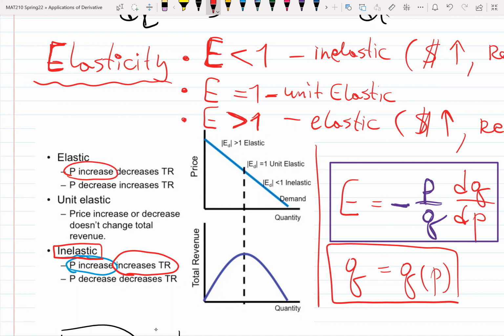So elastic means I can choose. If they increase the price, I can just move to another place and it will decrease the revenue. But inelastic means I don't have a choice. If they increase the price, I will keep buying it.